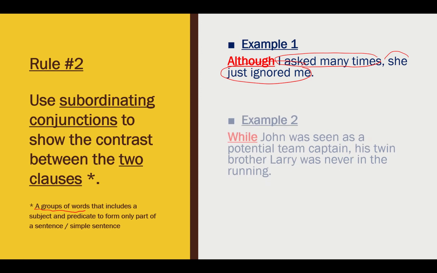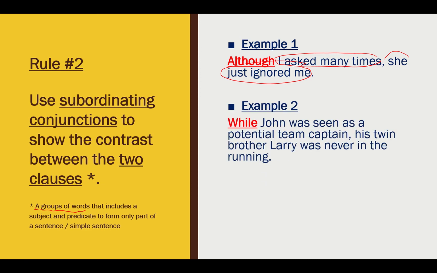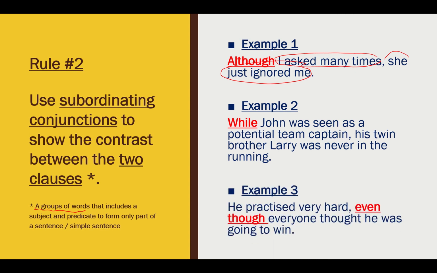Let's look at example 2. While John was seen as a potential team captain, his twin brother Larry was never in the running. So one shows that he's good in sports, while the other one was never even interested in sports. Example 3. He practiced very hard, even though everyone thought he was going to win. So it means that he didn't take things for granted. Although he knew that there's a possibility that he will win the medal, he still put in his best effort every single day.